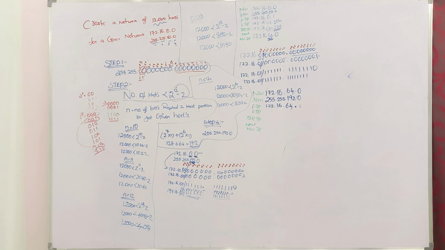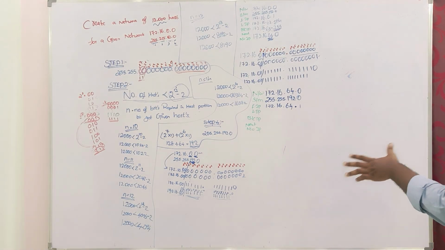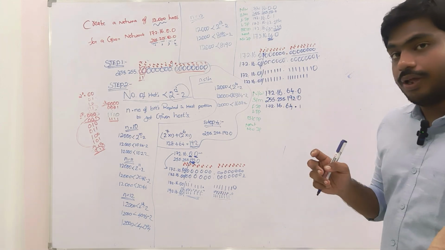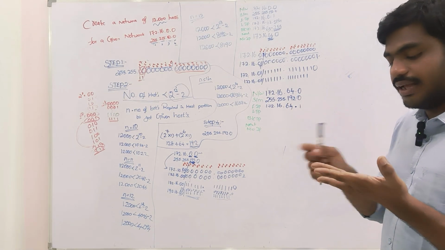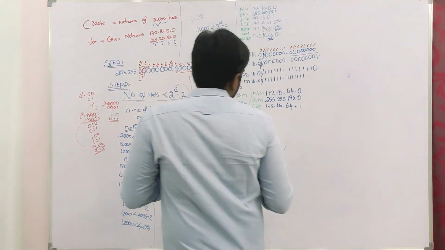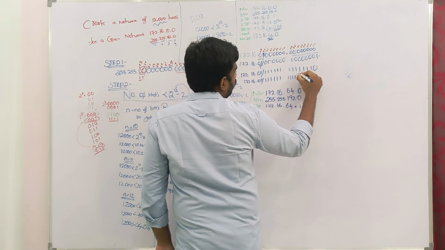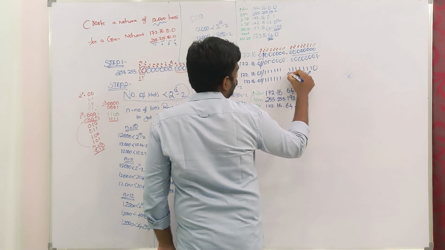What will be our last IP? Again, first you find the broadcast IP. That will be helpful for you to find the last IP and the next network IP, that is the advantage. So we go with the broadcast IP. 2 power 0, 2 power 1, 2 power 2, 2 power 3, 2 power 4, 2 power 5, 2 power 6, 2 power 7.